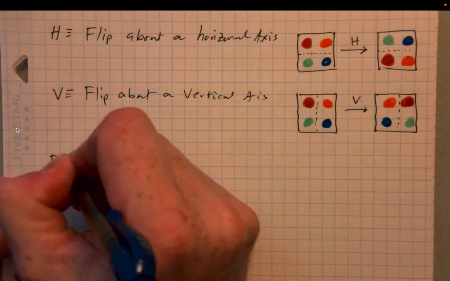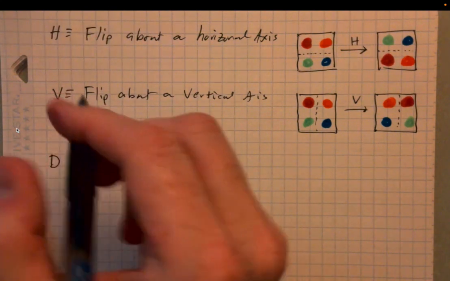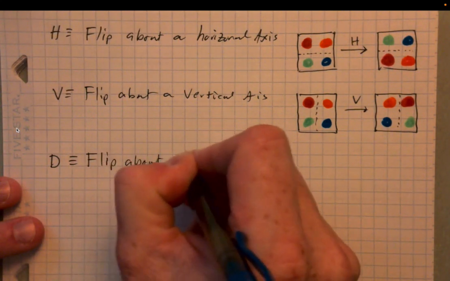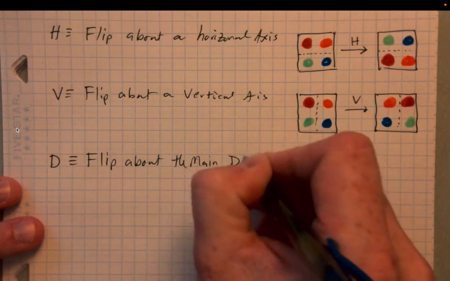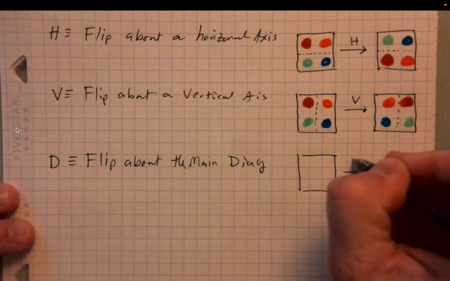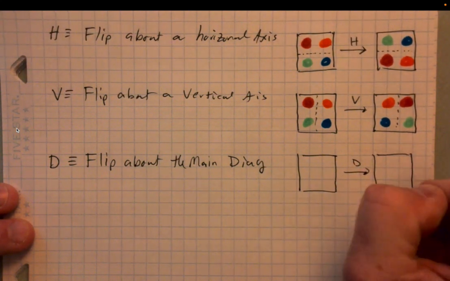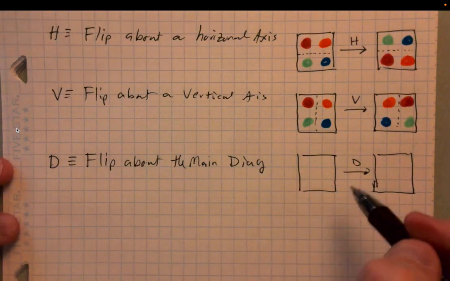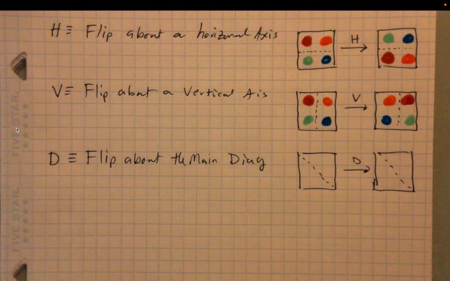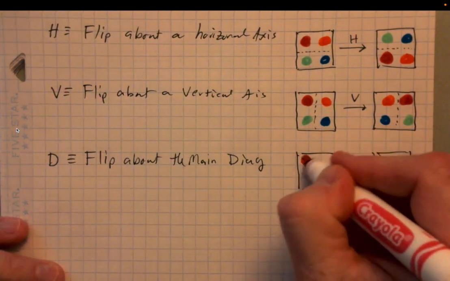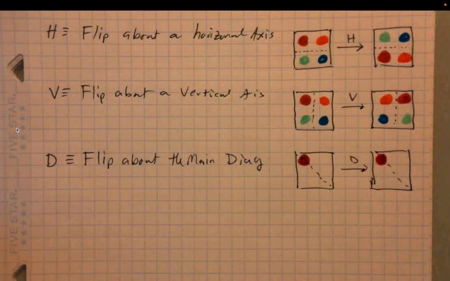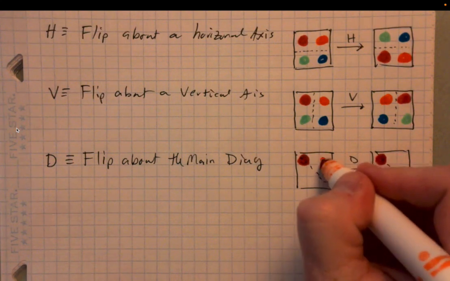And the next one, we're going to call it D, and that's a flip about the main diagonal. And what do we mean by that? Well, when we say main diagonal, you kind of think back to your linear algebra. We're talking about this diagonal here. Okay, and so pink is here. It's on the diagonal, so if I flip it on the diagonal, it's going to stay put, isn't it? It's not moving.